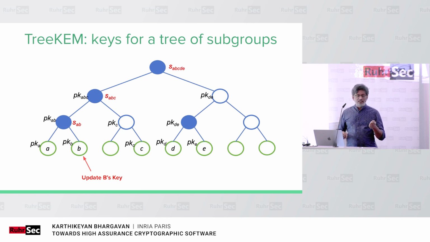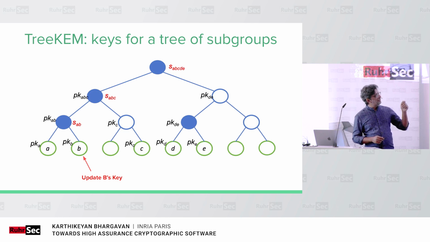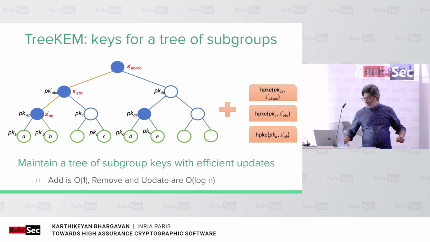So what he has to do is that, since he's changing his own public key, he doesn't want anybody who knows the old private key to be able to decrypt any of the keys on that path, S_AB, S_ABC, and S_ABCDE. So he wants to invalidate the entire path of keys from that leaf to the root, and replace them with fresh keys. Okay, so this is what he does. He sends an update which says, I'm changing my key to PK prime, my parent's key to PK prime AB, and so on, all the way to the root.